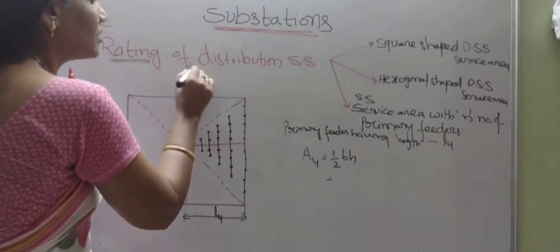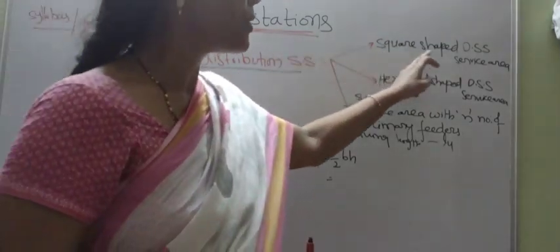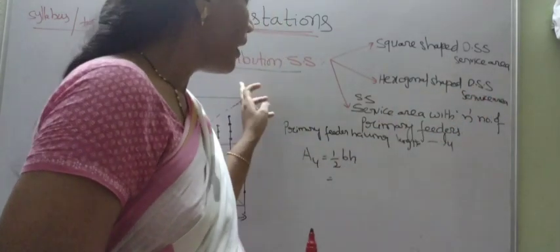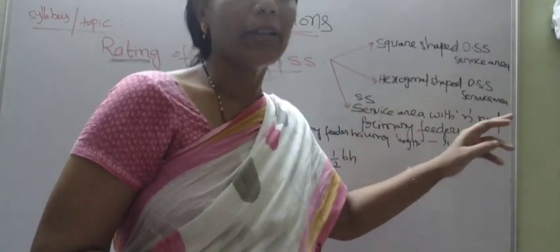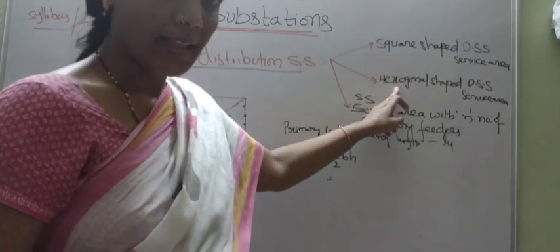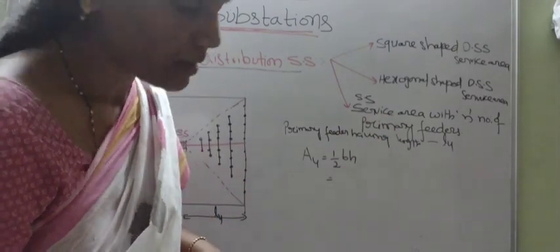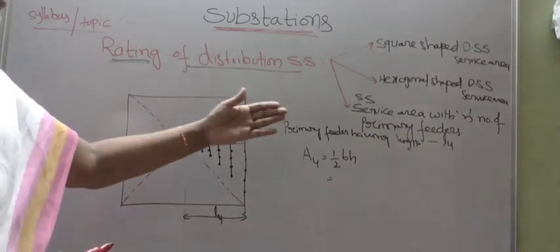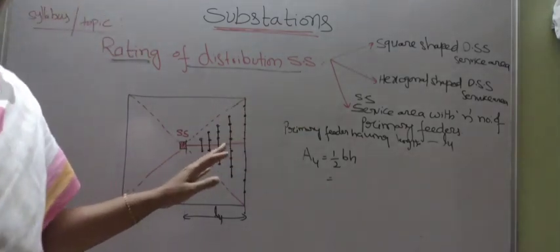In this topic we will learn about rating of square shaped distribution substation service area, rating of hexagonal shaped distribution substation service area, and rating of service area with n number of primary feeders. Here the number of feeders is 4, here 6, and here n number of primary feeders, since we don't know the number of feeders from the substation. So these three derivations we have to do in this part.